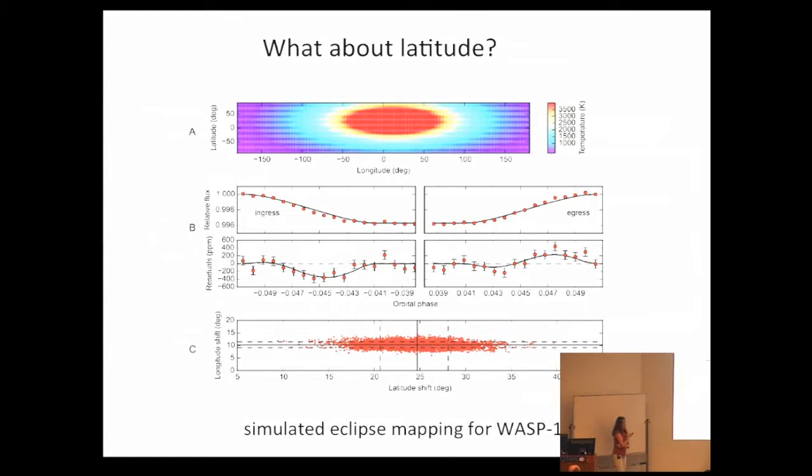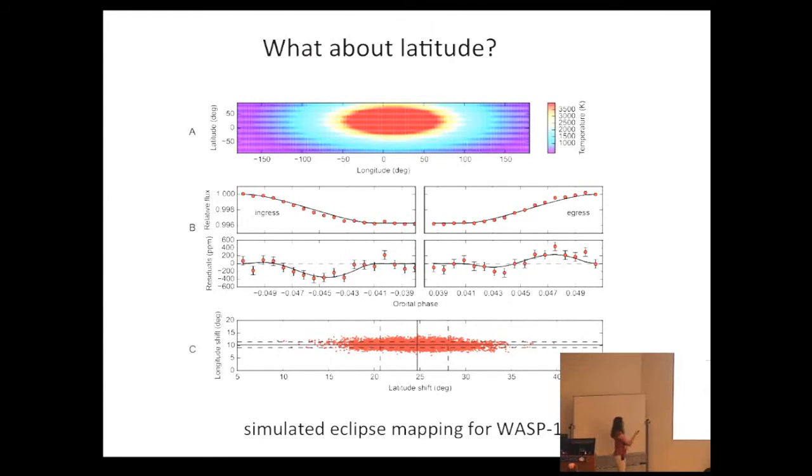So I want to talk about another very preliminary thing that I'm going to be working on this summer, and this is a technique that we can use to actually learn about the latitudinal temperature structure of the atmosphere of a planet. And this has not been done that much. The technique is called eclipse mapping.